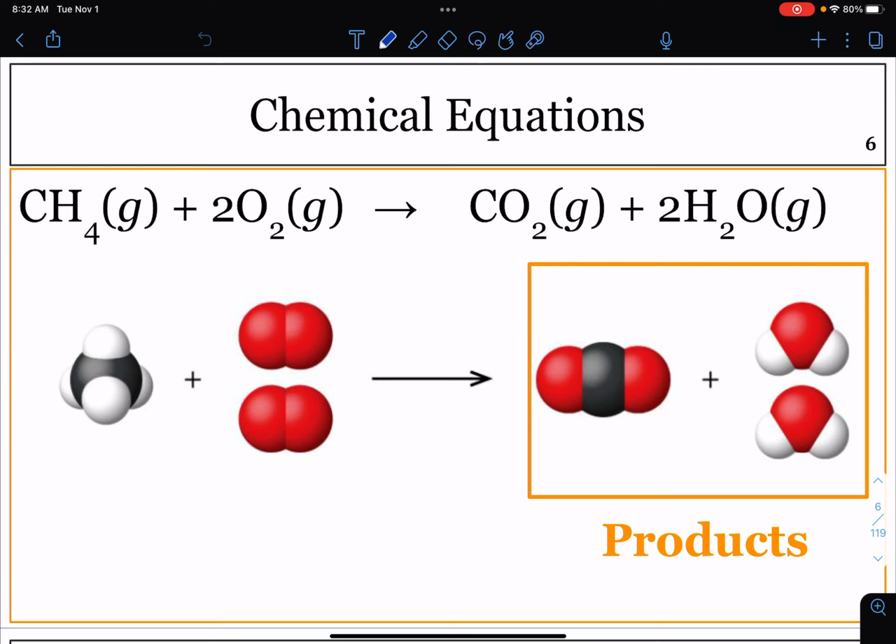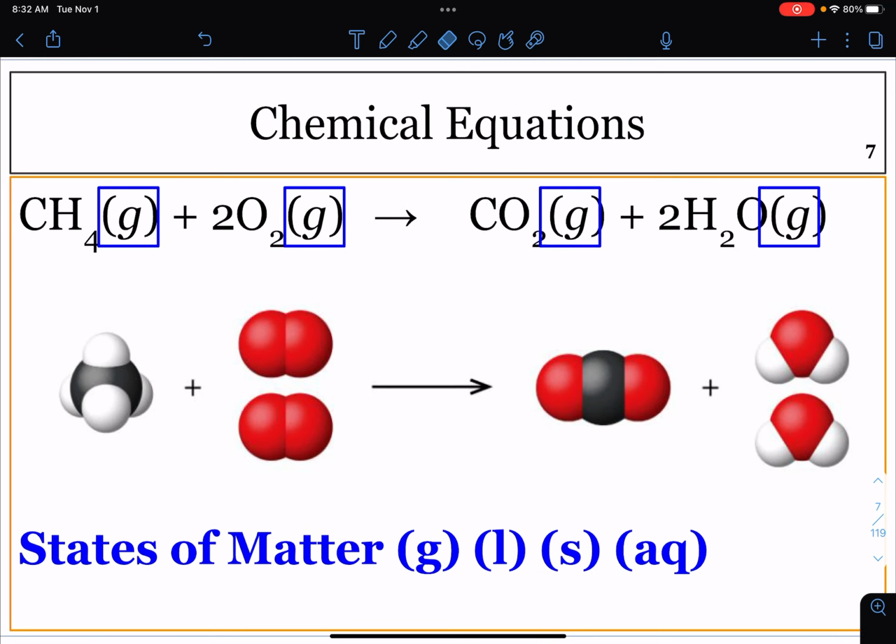So in this reaction, the four hydrogens in the molecule of CH4 will break apart from the carbon, and the two oxygens will break apart from each other, and then they reform. Two of the oxygens will form with a carbon, and then the other two oxygens will each form a molecule with two of the hydrogens, making water molecules.